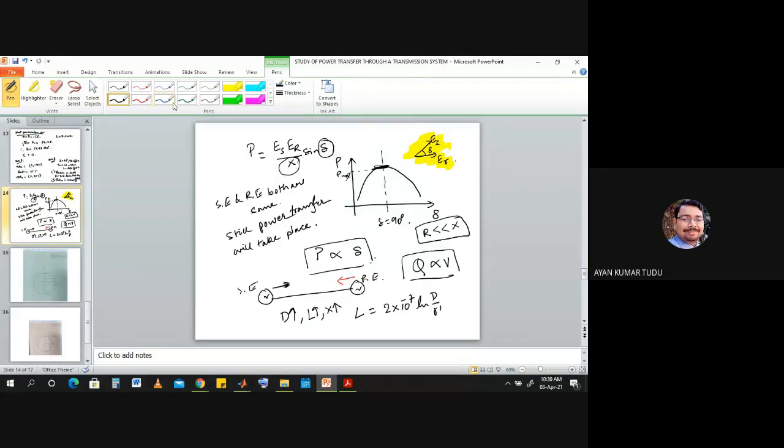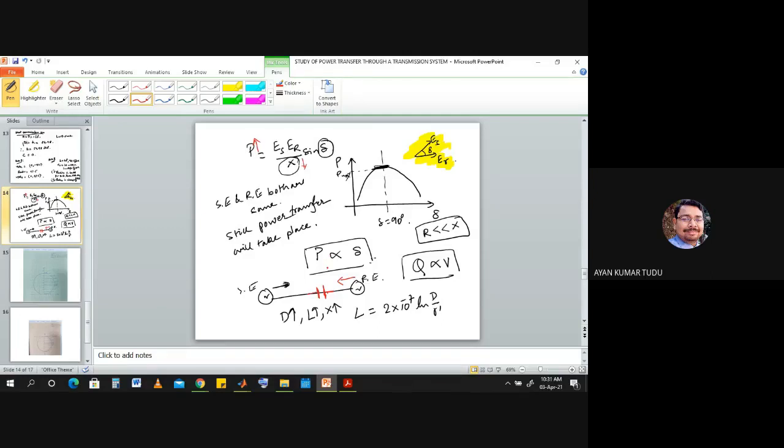We apply a series capacitor to the circuit. So if we apply a series capacitor to the circuit, what will happen to this transmission line? The effective reactance would be decreasing, correct? So if it's decreasing, what does that mean? P would be increasing. So this is known as our series compensation.